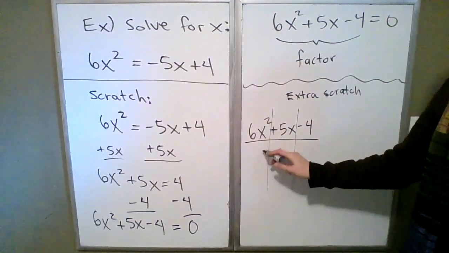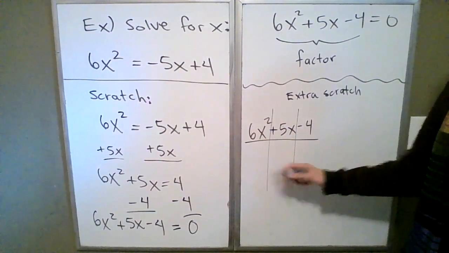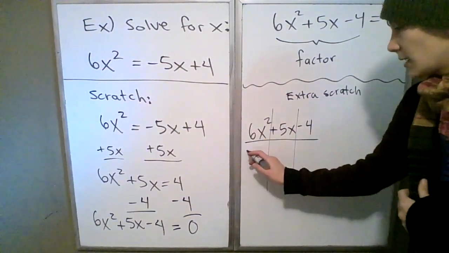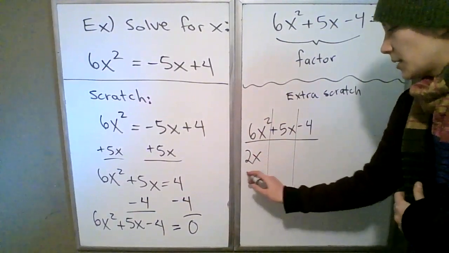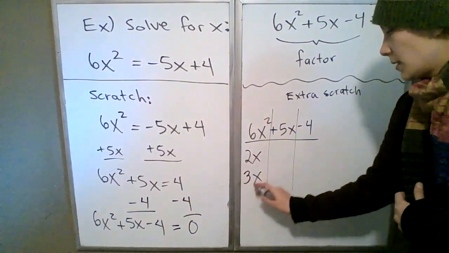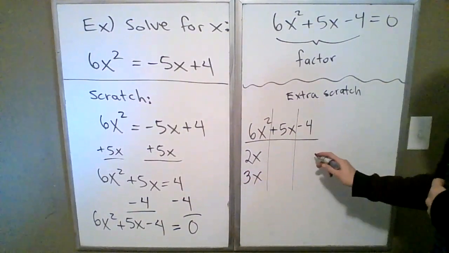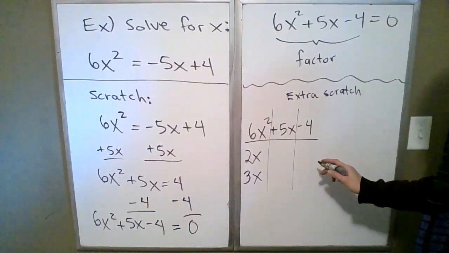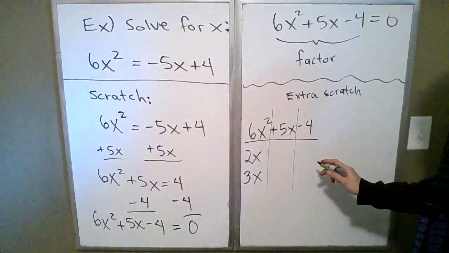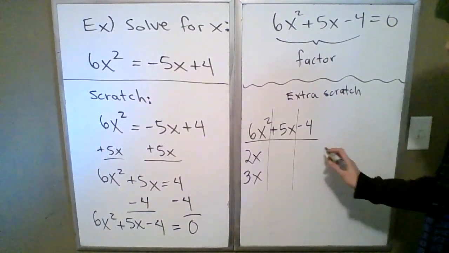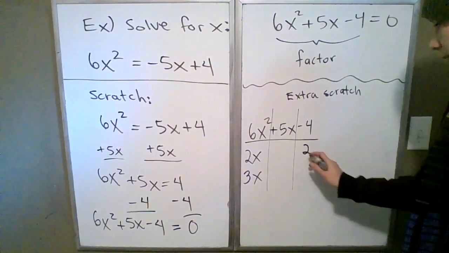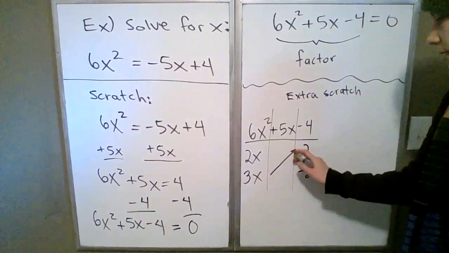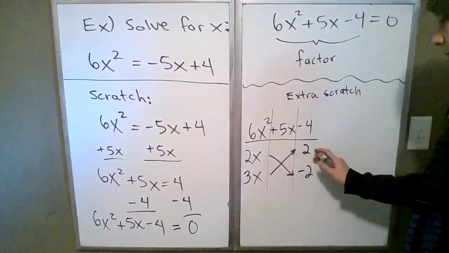And then over here you get two numbers that multiply to 6x squared. I think I want to use 2x and 3x. We'll see how it goes. Okay, on this side, two numbers that multiply to negative 4. Thinking negative 2 and 2. And it'll go across and across and see how that goes.